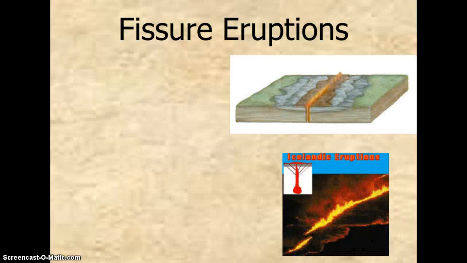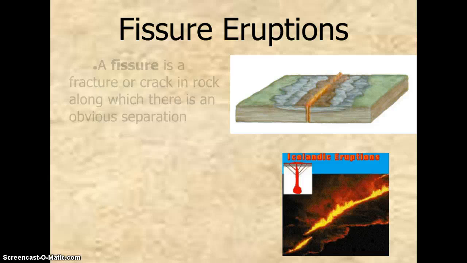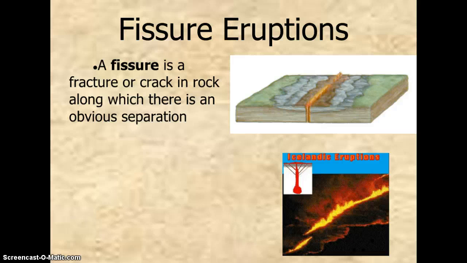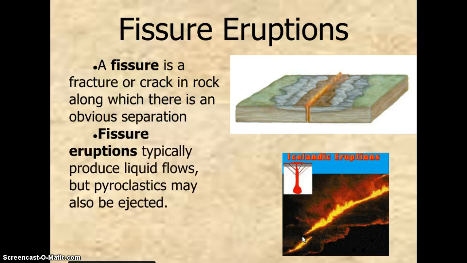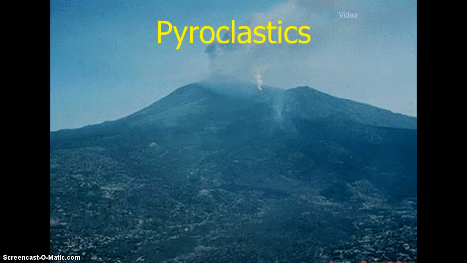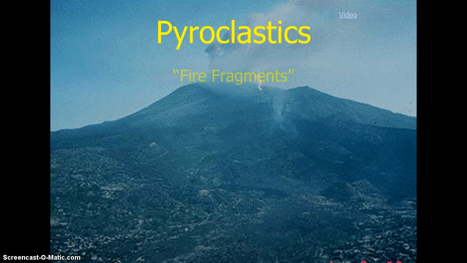Fissure eruptions, I sort of think of them as like a weeping or oozing wound. When you have a crack in rock and there's some magma coming out, those are fissure eruptions. And they produce liquid flows, not a lot of pyroclastics are ejected. So just to understand what pyroclastics are: fire fragments.